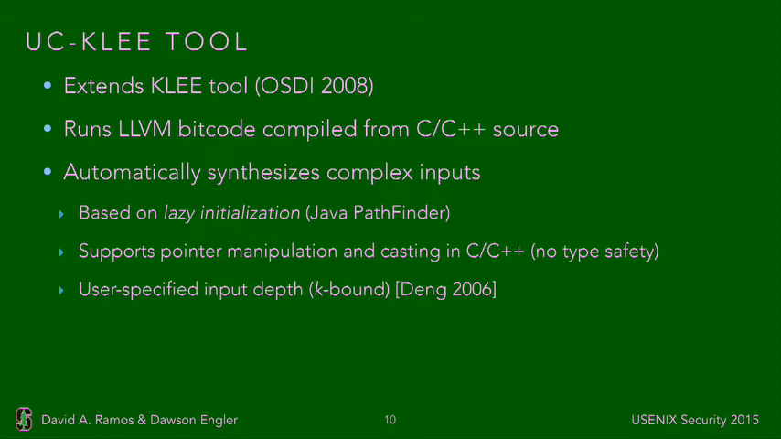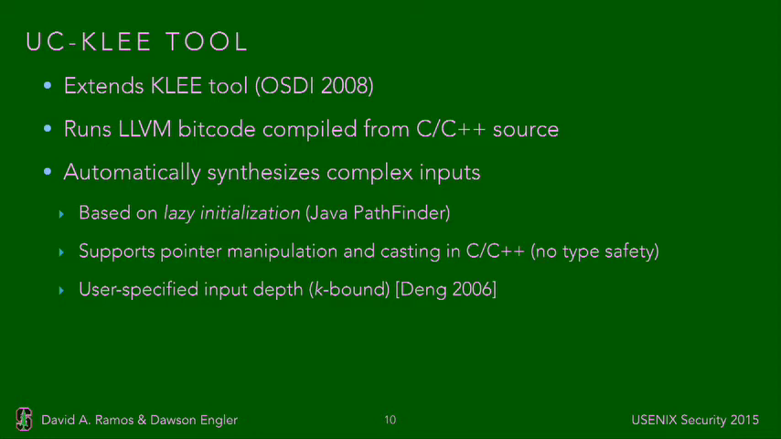So in this paper, we discussed the UC-KLEE tool, which is our implementation of under-constrained symbolic execution that extends the KLEE tool, and it runs on LLVM bitcode that's compiled from C and C++ source. And it automatically synthesizes complex inputs using a technique based on lazy initialization, which is also used in Java Pathfinder, which is a Java-based symbolic execution tool.